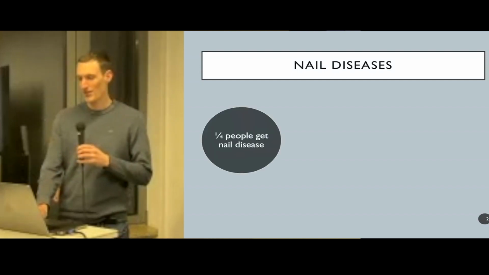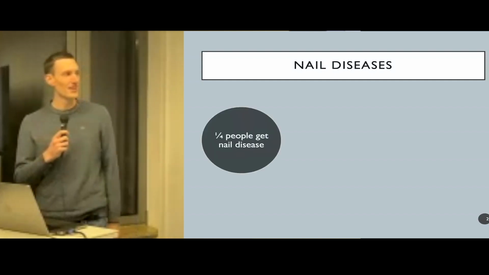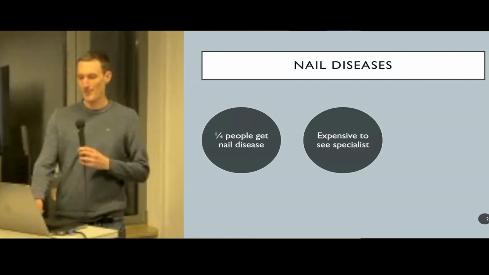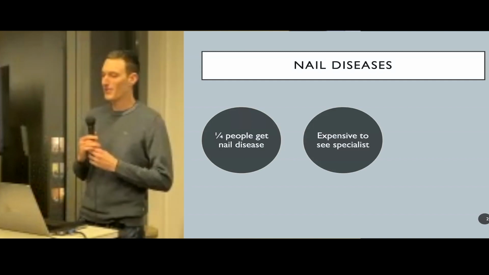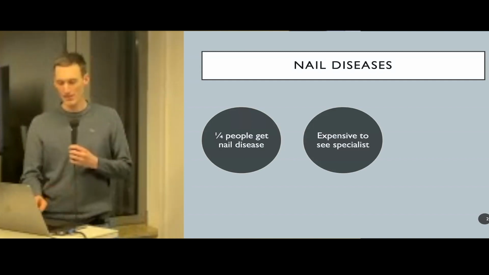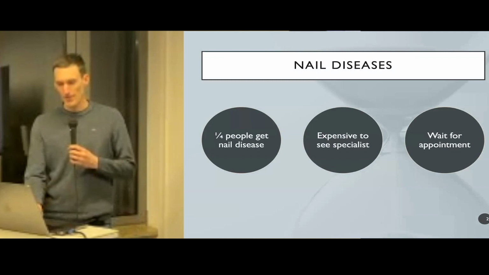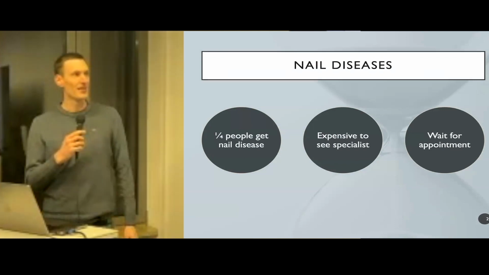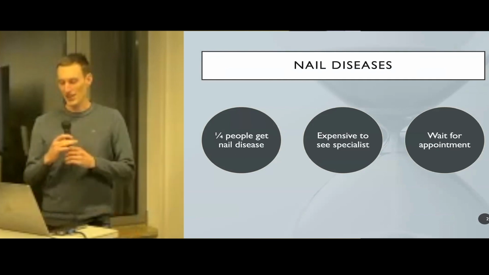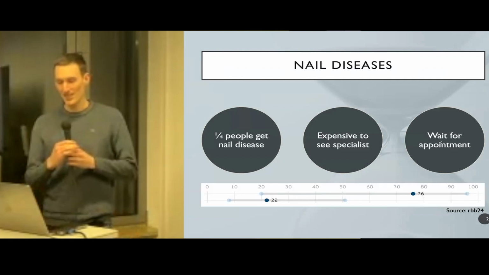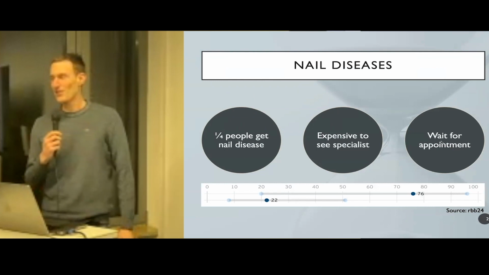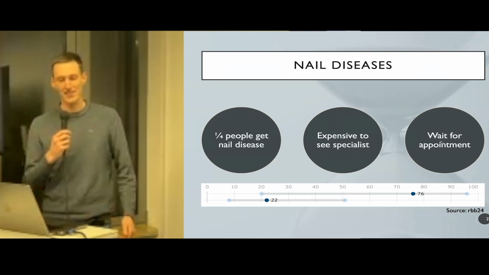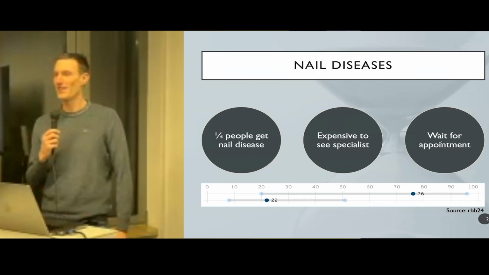Nail diseases are quite common. In general, around 1 out of 4 people get a nail disease at some point, and if you have it, it can be expensive to see a specialist to get treatment. But if you have some kind of insurance, you still might have to wait for a long time to get an appointment. Actually, there's some data from Berlin. It takes a median of 76 days if you have state insurance to get an appointment.